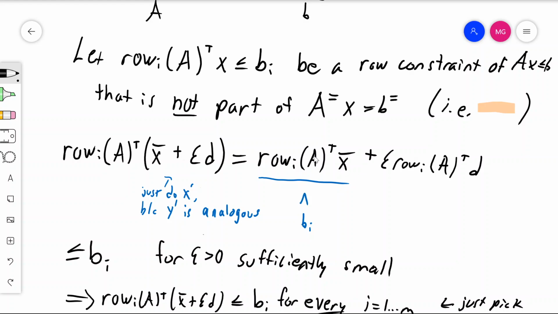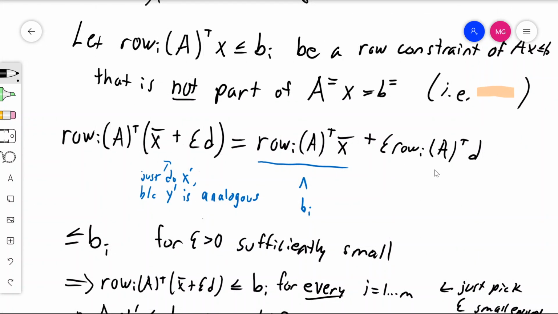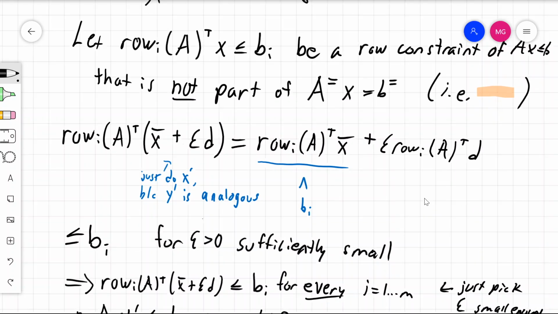Because this is strictly less than bi, this part. So we have some slack left over because we need the entire thing to be less than or equal to bi. So if we have some leftover remaining part when we do rho I of a times x bar, then just shrink this quantity down small enough so that when you add it to this part, the overall thing is still less than or equal to bi. So you just take epsilon small enough to satisfy that, and of course you can, so just do that.